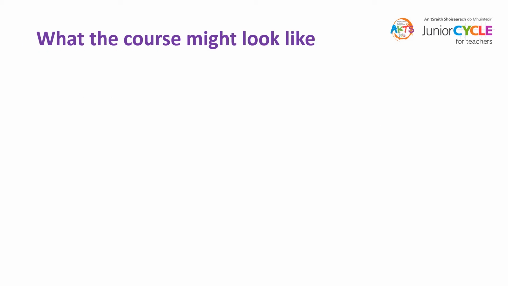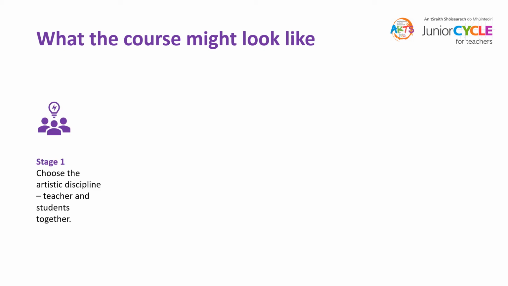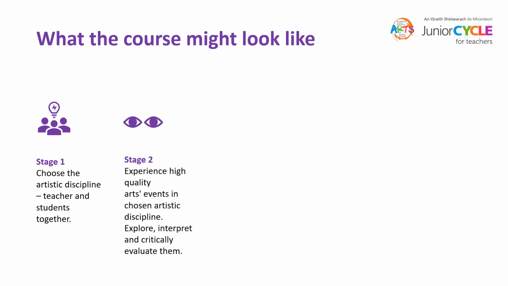Having listened to Kathy and Anne talk about their experiences, let's see what the course might look like. So starting with a selection of relevant learning outcomes from across the three strands, stage 1 would be where you choose the artistic discipline or disciplines, teacher and students together. Stage 2, experience arts events in the chosen discipline.